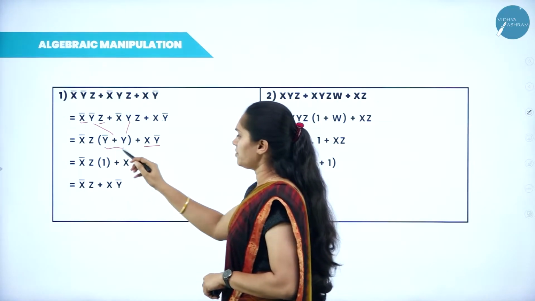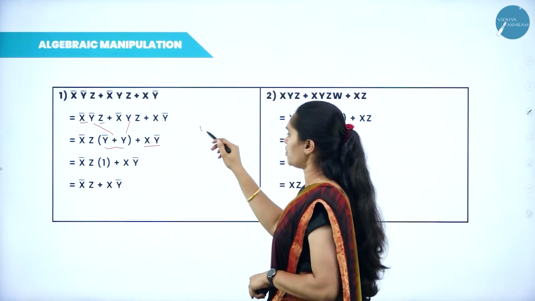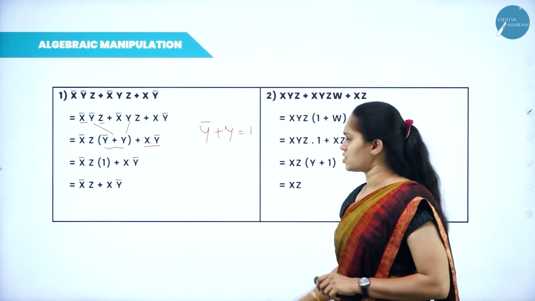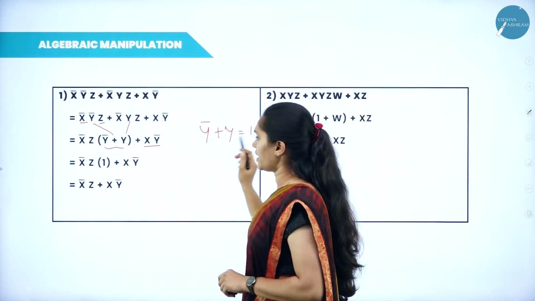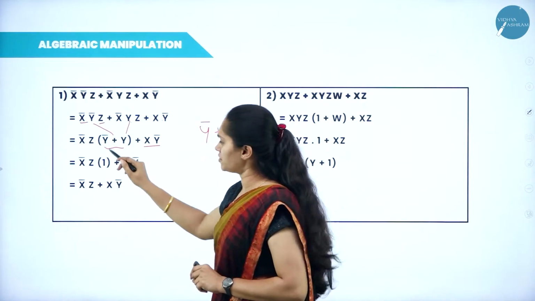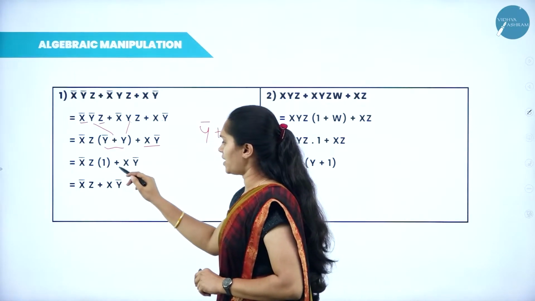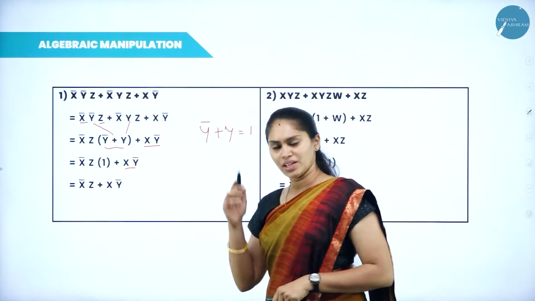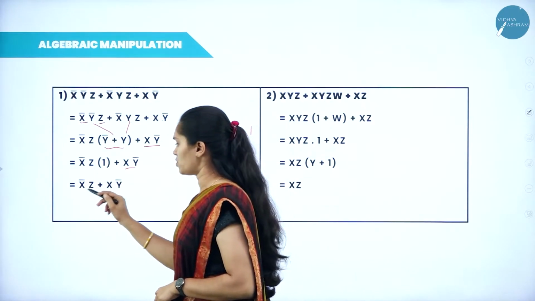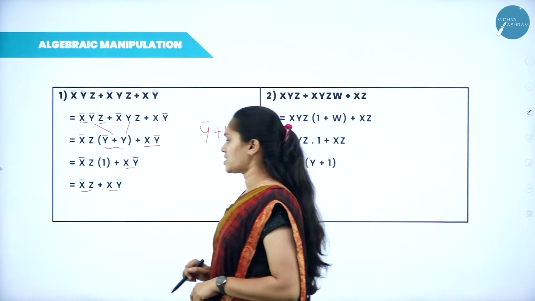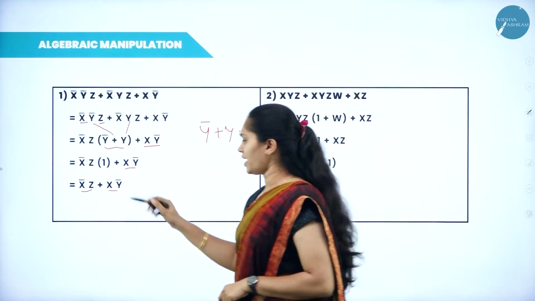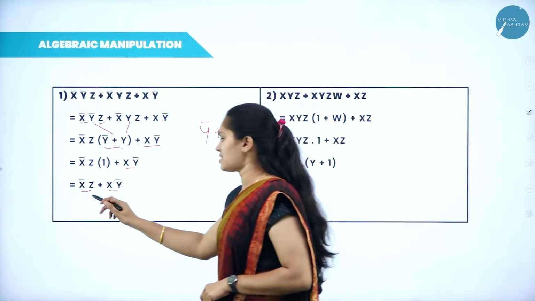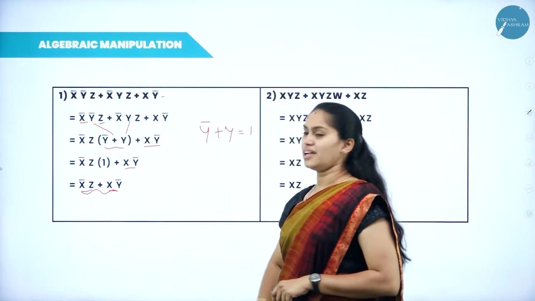As per the rule, we know that y bar plus y, if I add any number with its complement, will be equal to 1. So by replacing y bar plus y, I am going to write 1 in its place. That means x bar z into 1 plus x y bar. If any value is multiplied with 1, we get the same value. So that is x bar z plus x y bar. Can I get any common factors out of these two terms? No. So this is the simplified version of this Boolean expression.